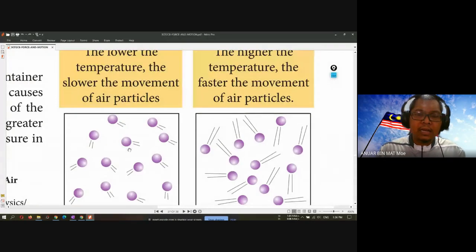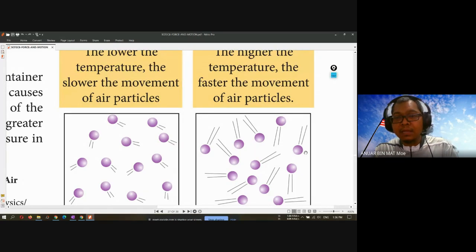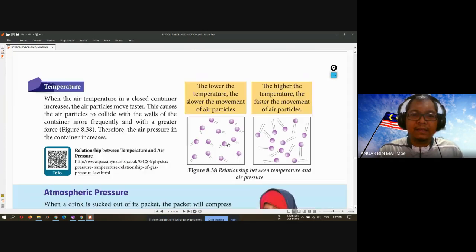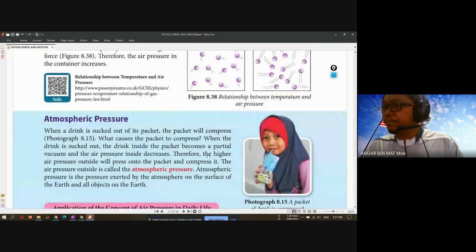The picture on the left shows the air particles before we heat them up. They are still moving, but when I heat them up, they will move faster. The faster the movement of the air particles when heated, that's why when air becomes hot, the air pressure will increase. Okay? Any problem?